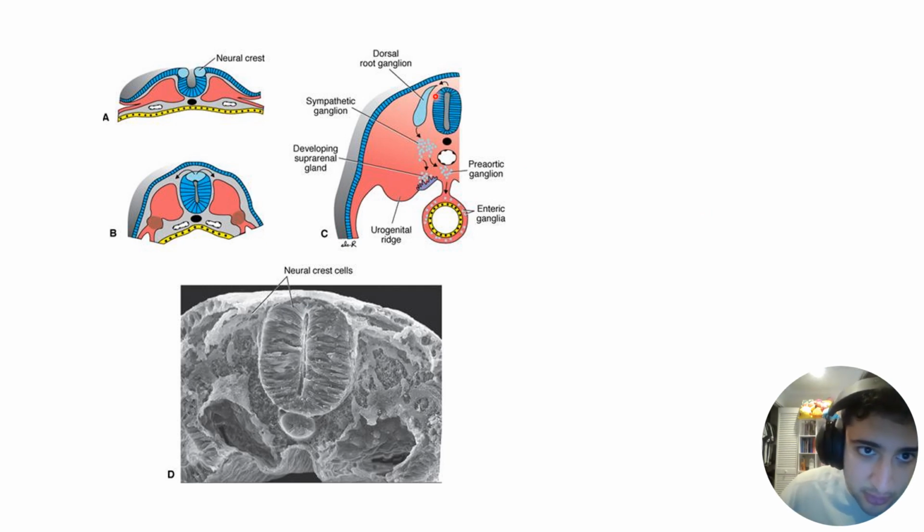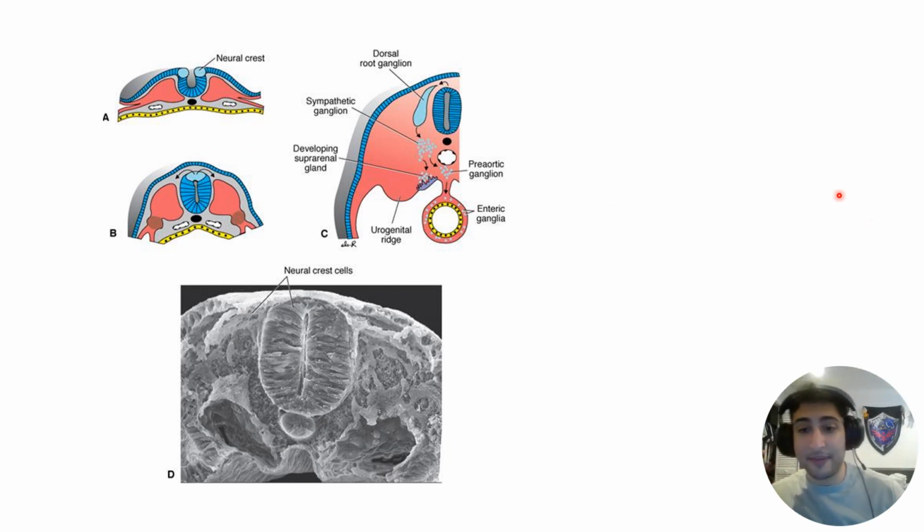They can either go, so here they're going ventrally. This is the back, and this is ventrally. So they can either go dorsally, which is going this way, or ventrally, which is going that way. If they're going dorsally, they're going to contribute to the melanocytes of the skin and the hair. All right? You don't need to memorize that.